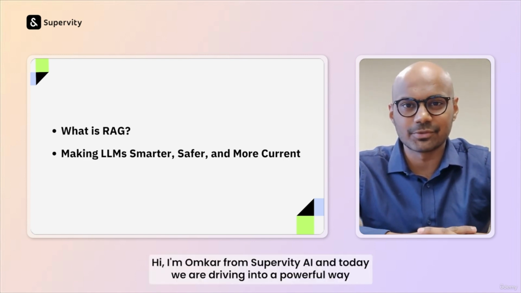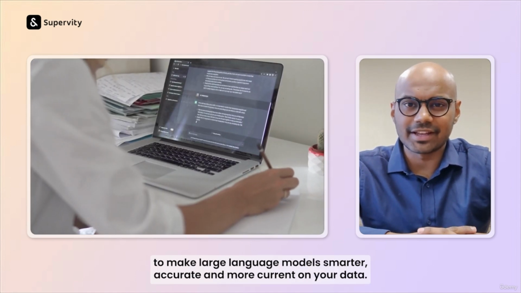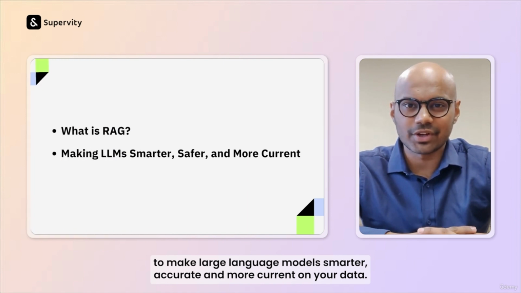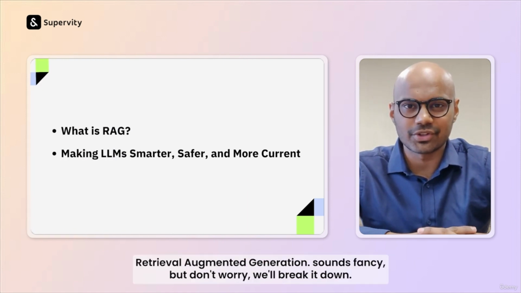Hi, I'm Omkar from Supervity AI, and today we are diving into a powerful way to make large language models smarter, accurate, and more current on your data. It's called RAG or Retrieval-Augmented Generation. Sounds fancy, but don't worry, we'll break it down.